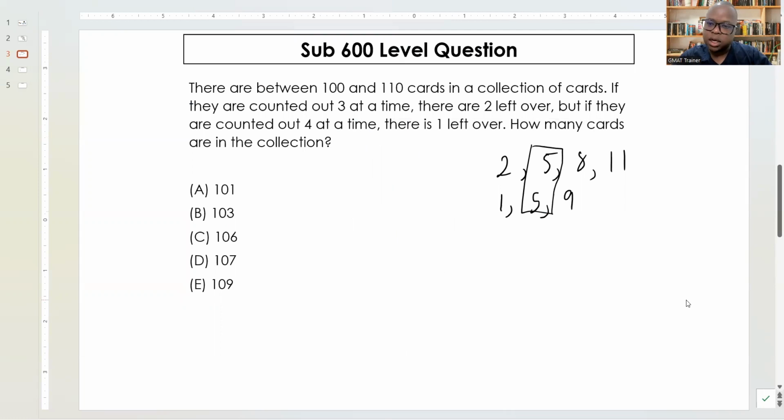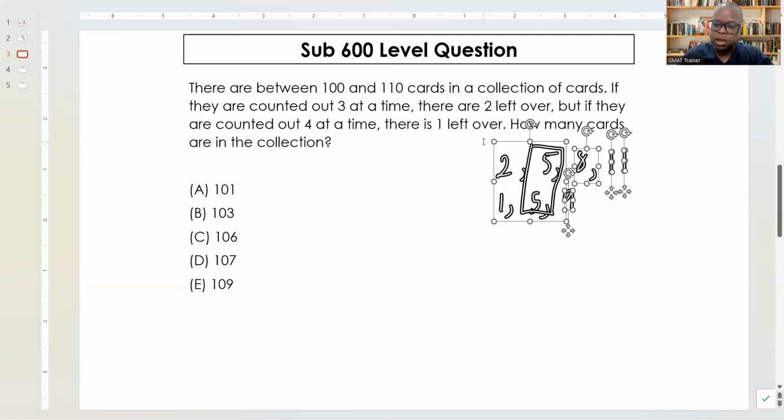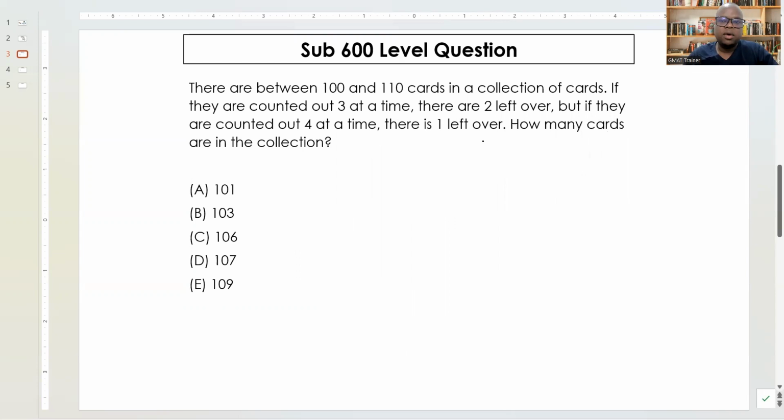We can take a look at them. Let's just try and see which other ones can be used. So another one can also be probably just trying out numbers, because you have between 100 and 110. So just testing the numbers.